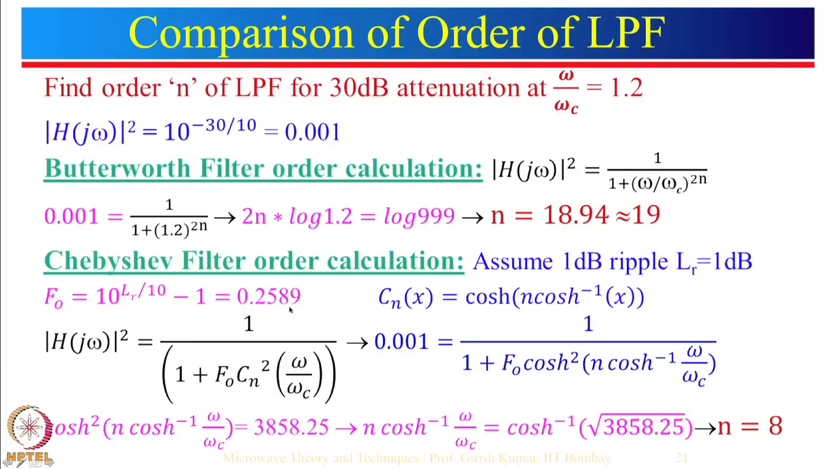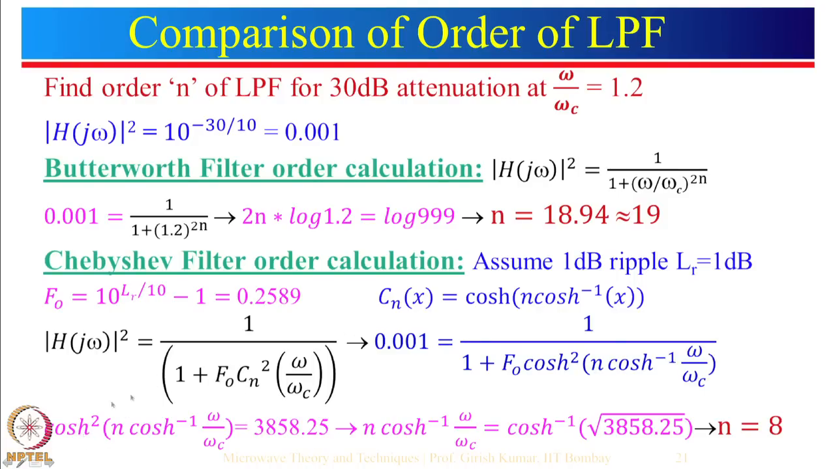Now, in the stop band, I had told you Cn function is nothing but cos hyperbolic function. So, this is the expression for that. So, what we do now, we write the same thing, |H(j omega)| squared is given by this particular expression. We substitute the value 0.001, this is 1 divided by 1 plus F0 squared, just the expression of Cn has been written over here, which is right here. Now, we try to simplify this particular thing over here, right. So, substitute the value of F0, 0.2589, and this term is transferred over here.